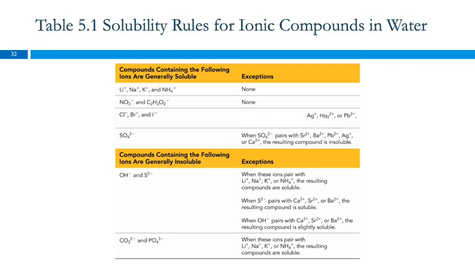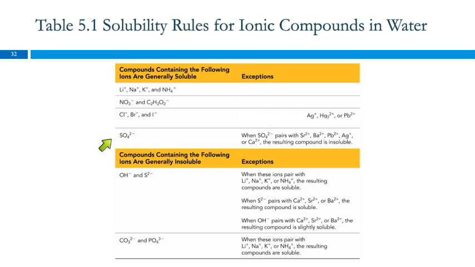So the exceptions are silver, mercury, or lead. And yeah, there are 2 different mercury ions, and one is soluble and one isn't. I will not try to trick you with that. So if you see mercury with chloride, I expect you to tell me it's insoluble. Up here, no exceptions. We could just have that blank because there's nothing there. There's no exceptions.